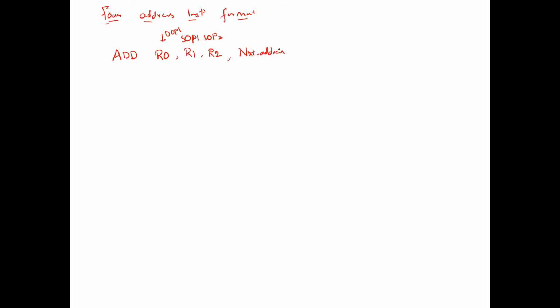Now look at this. The demerit is what? It consumes more memory. So it will occupy a larger space in the memory, and therefore lower code density. We can place only a few such large instructions in a given memory, so we will have a small code. Therefore, we say it has lower code density.